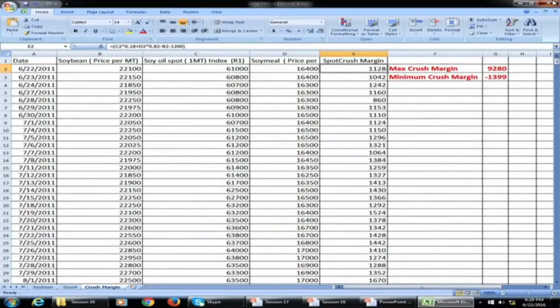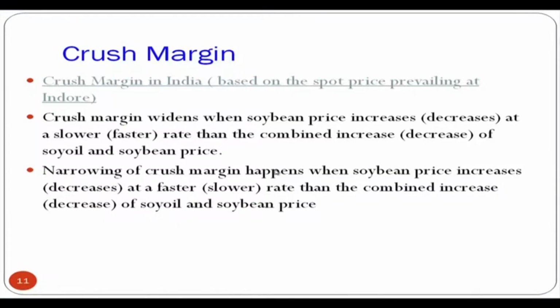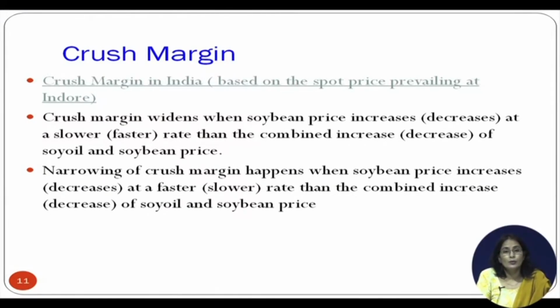So now the next question is how this company can mitigate the risk. Okay, now let me again summarize what we discussed with respect to cross margin. The widening of the cross margin happens when the price of soya bean increases at a lesser rate vis-a-vis the price increase of soya oil and soya meal combined together. And narrowing of cross margin happens when soya bean price increases at a faster rate as compared to the combined increase of price of soya oil and soya meal.